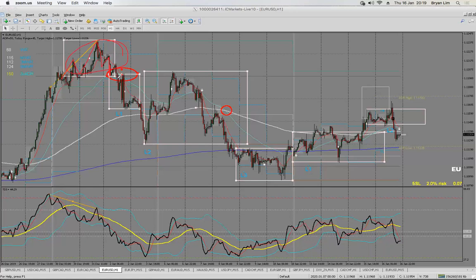What are the conditions for a peak formation? Does anyone want to list or name the conditions that we mentioned for a peak formation? How do I know that this is a peak formation, for example? What are the confirmations I'm looking for?